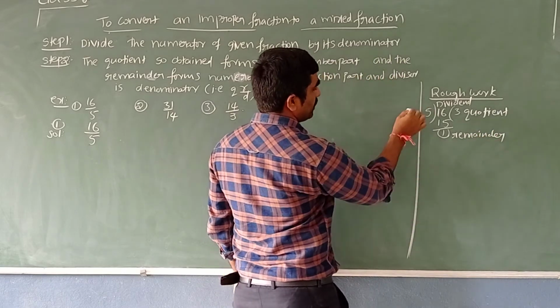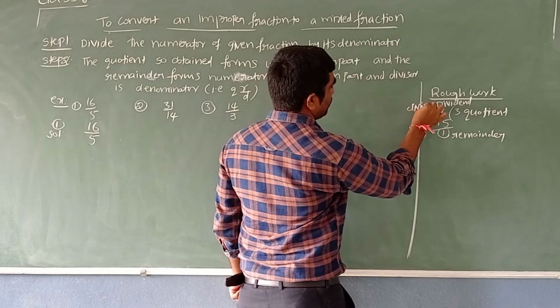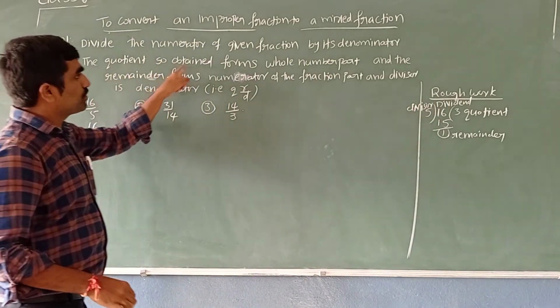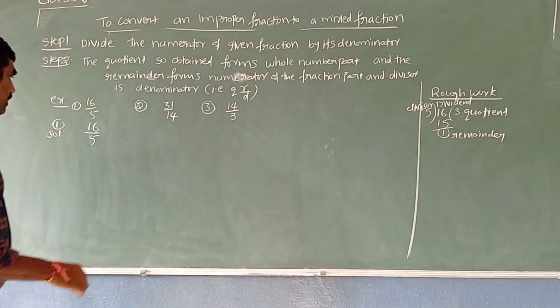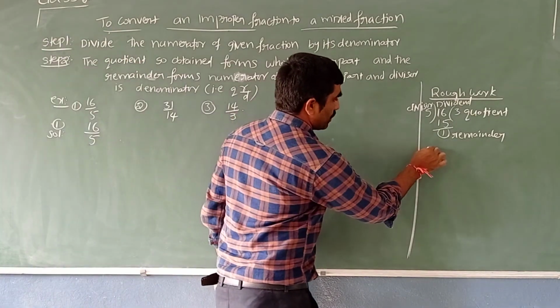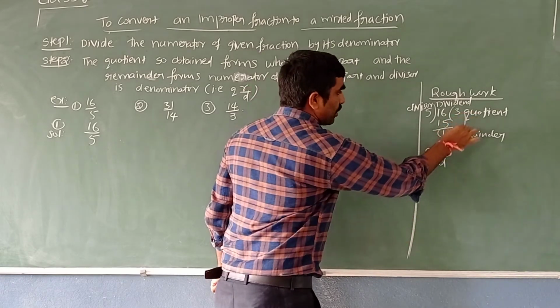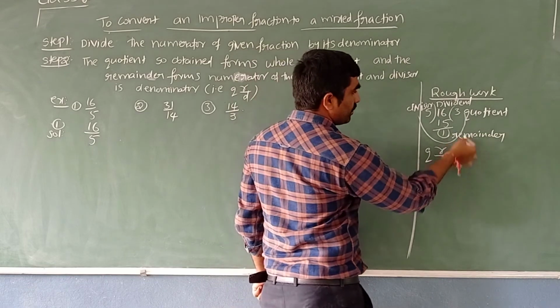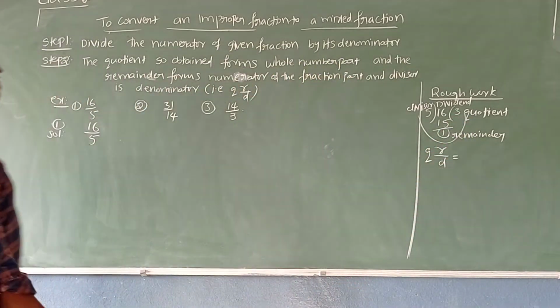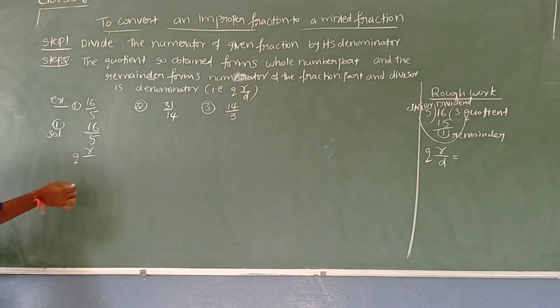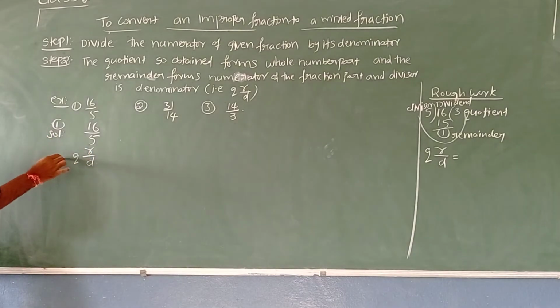And this place is called the divisor. So the quotient obtained forms the whole number part. Now the condition is said here: quotient, remainder by divisor. We can keep an arrow like this to remember easily. How can we write it here for 16 by 5? The condition is: the quotient will become the whole number part, the remainder will become the numerator of the fraction part, and the divisor will become the denominator of the fraction part.